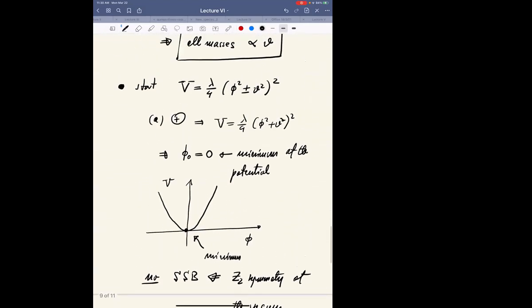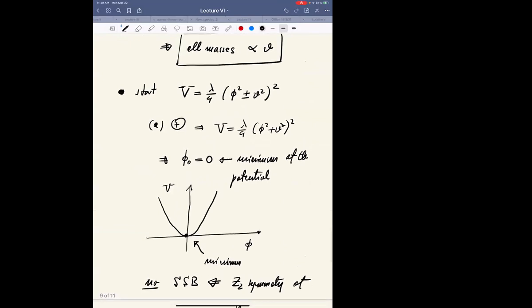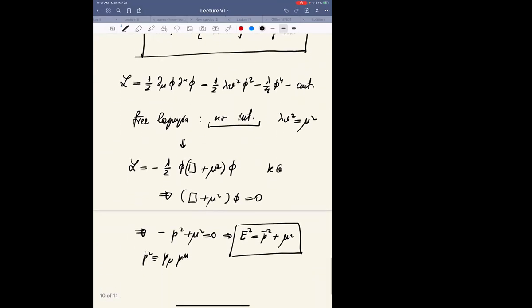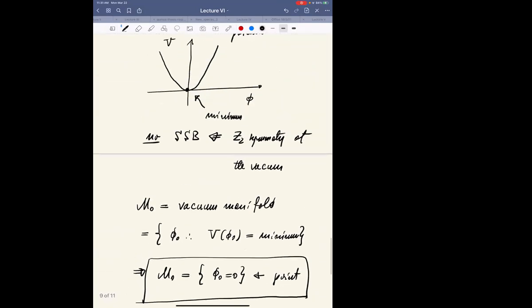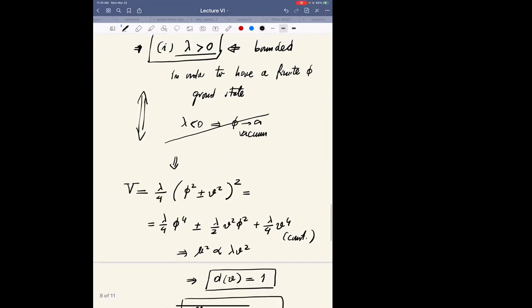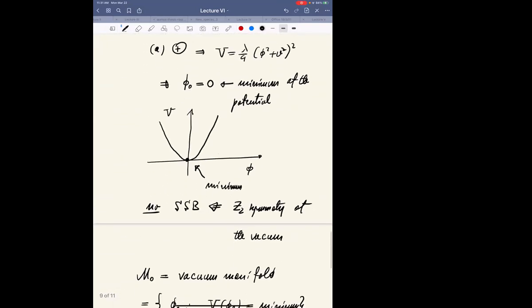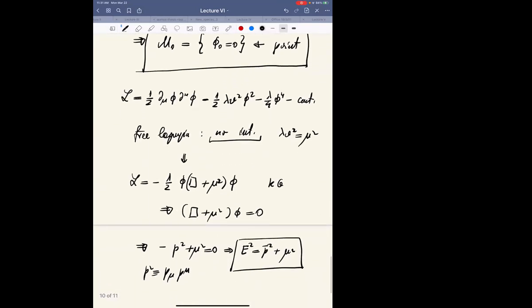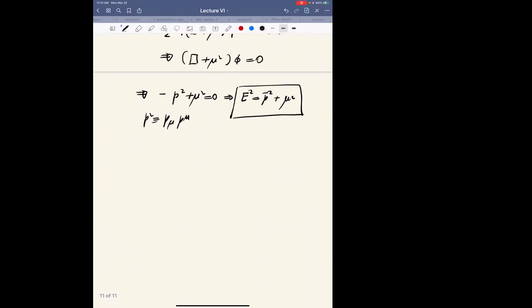There is no symmetry breaking. This is the normal situation that you have been studying all your life. Any student of field theory starts with an example like this. Sometimes complex, but the point is the same. And this was always thought to be the only way of interpreting the theory, that there was no option. Because the second possibility, which we will now study, the potential lambda over 4 (phi squared minus v squared), was thought to be wrong.